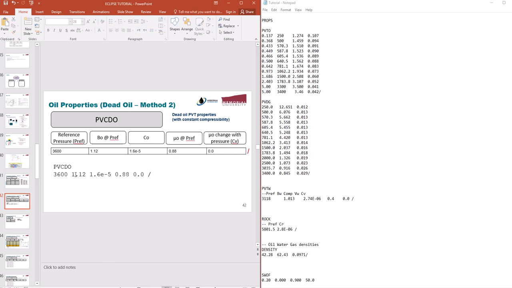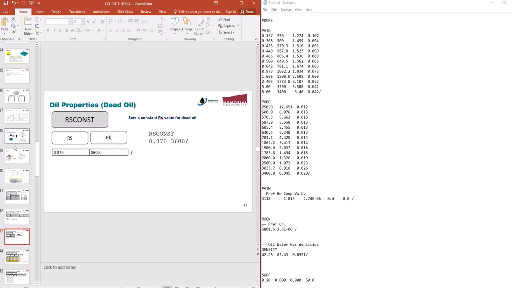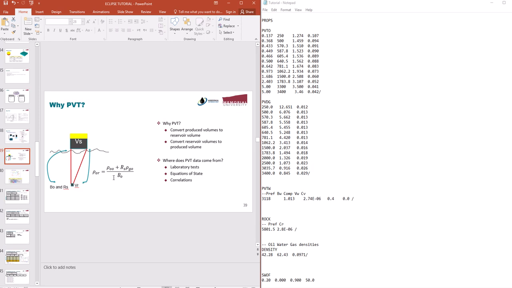So if you provide all this information, Eclipse can calculate the PVT properties. The next thing is that even for the very black oil, you may have a solution gas oil ratio. So you need to provide this solution gas oil ratio, RS, to Eclipse. Why is it important? Again, if you go back to this formula, we already provided BO. So the next step is to provide RS.